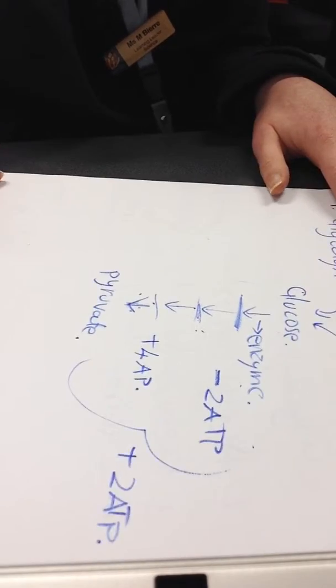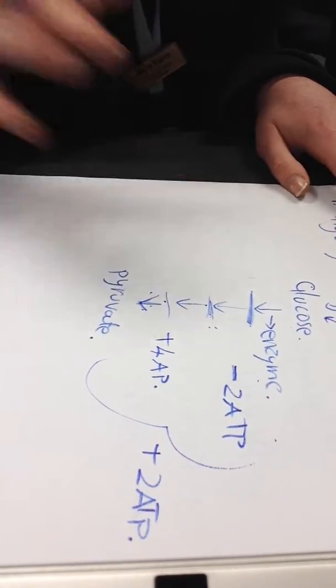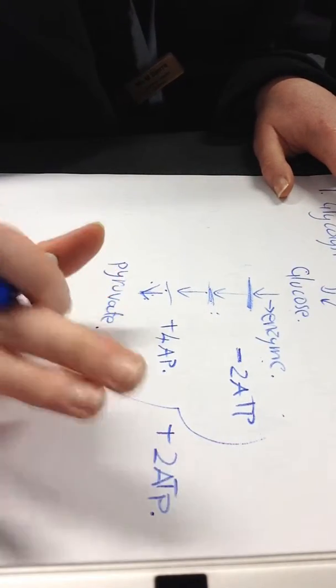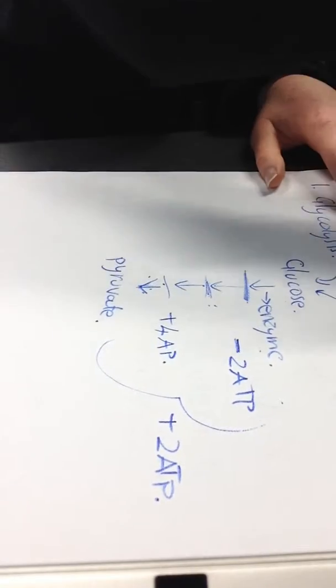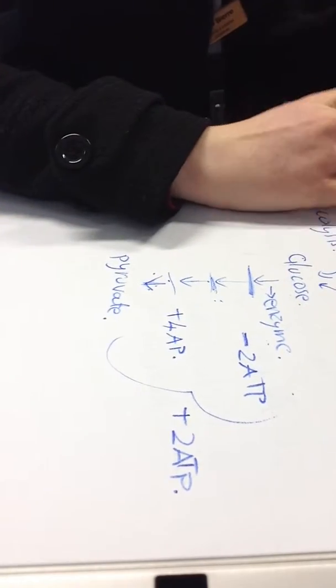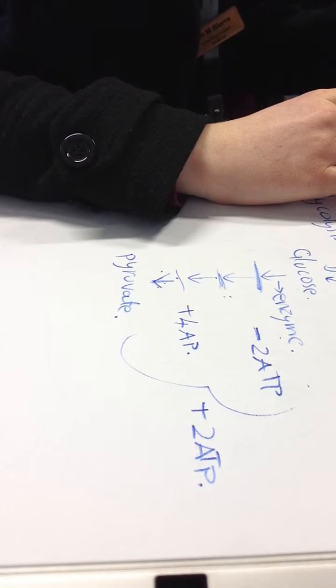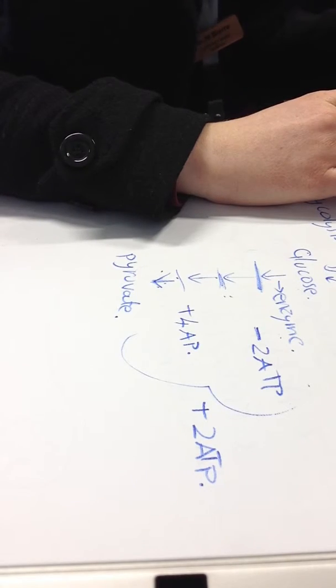Alright, so that is glycolysis. So we've gained 2 ATP, and that's all we've done so far.